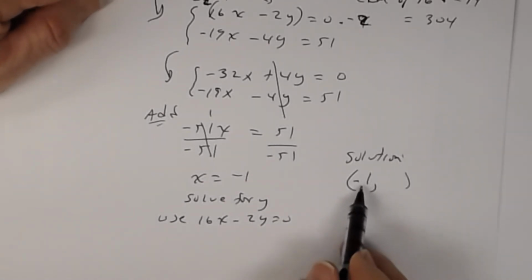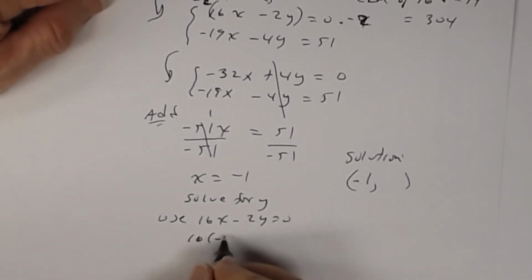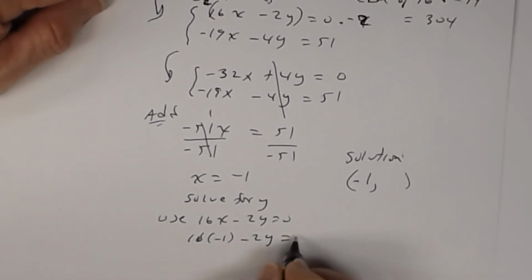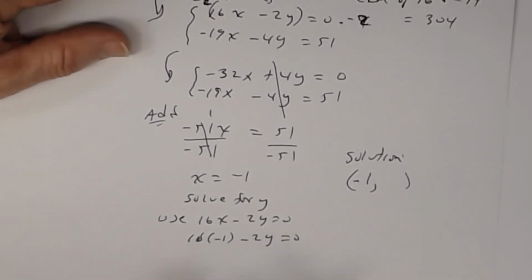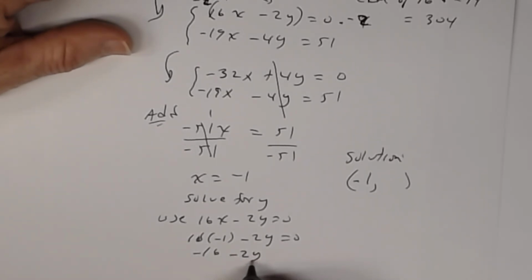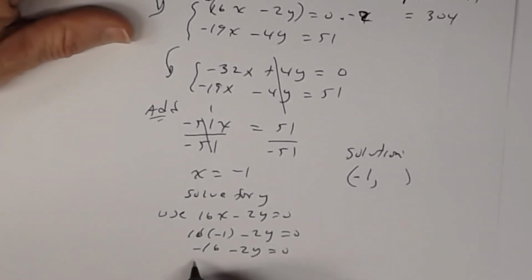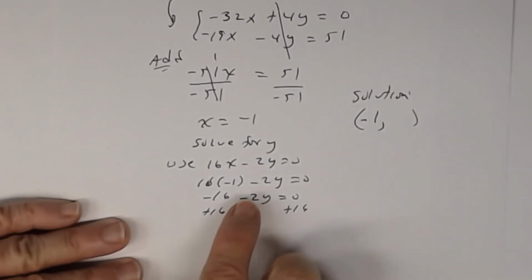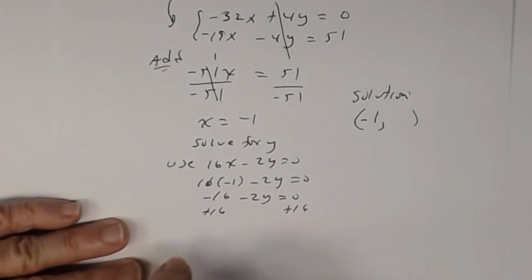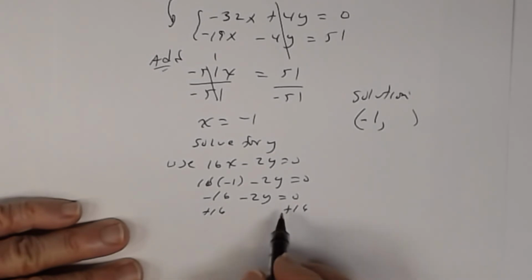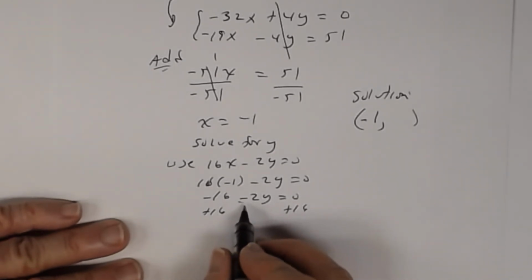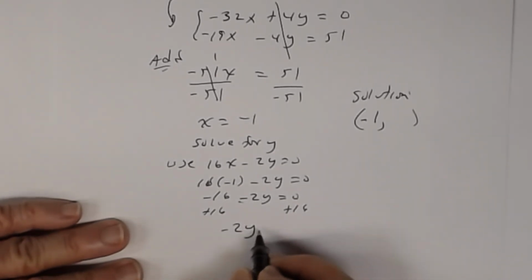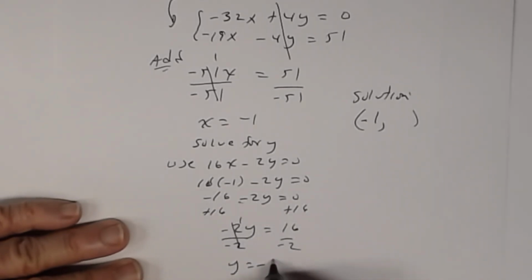So in place of x, I'm going to substitute negative 1. So I get 16 times negative 1 minus 2y equals 0, right? 16 times negative 1 is a negative 16 minus 2y equals 0. Adding 16 to both sides, which is what most of you would do. Some of you may want to bring the y term over since that's a 0, but it does not matter. But be careful though, because it's negative 2y you get. Negative 2y equals 16. Divide both sides by negative 2. You get y to be negative 8.